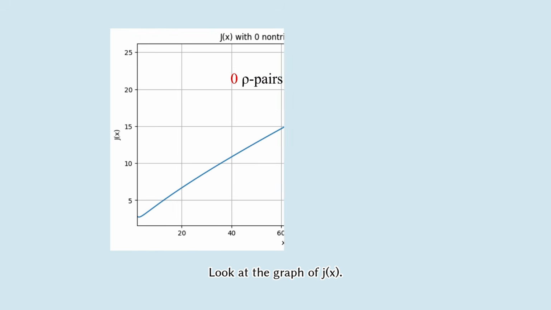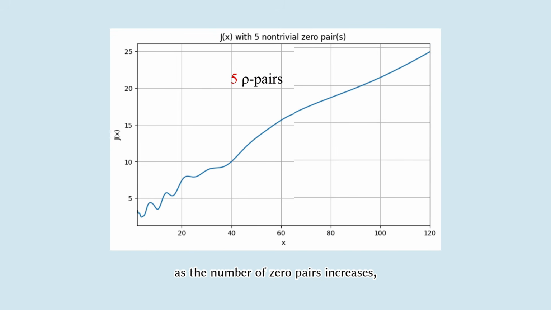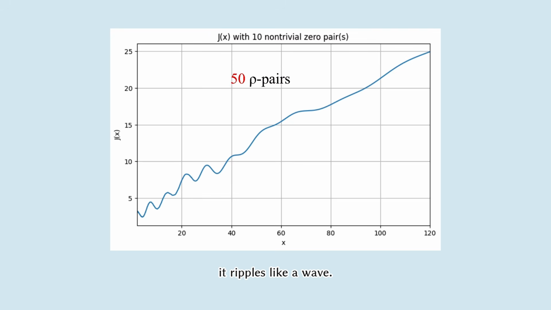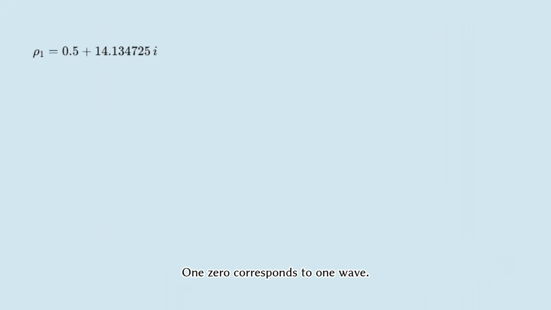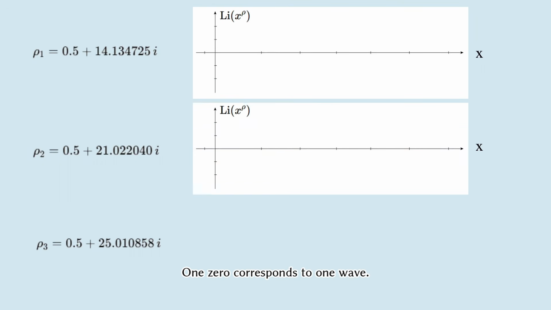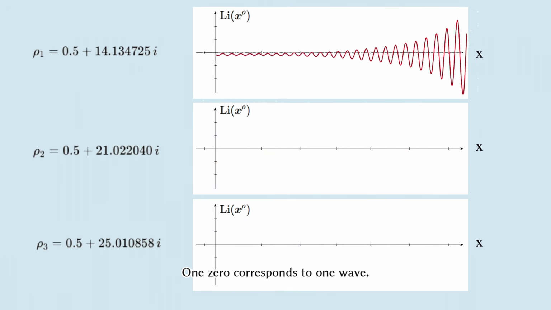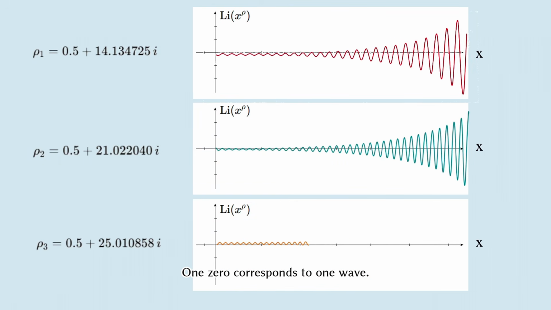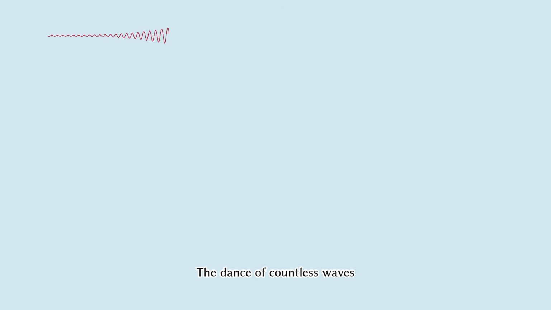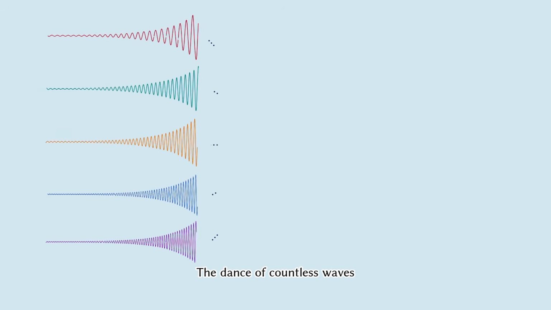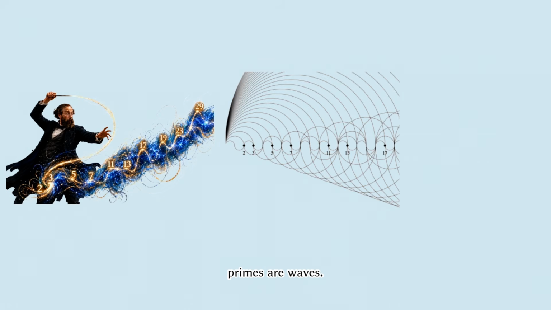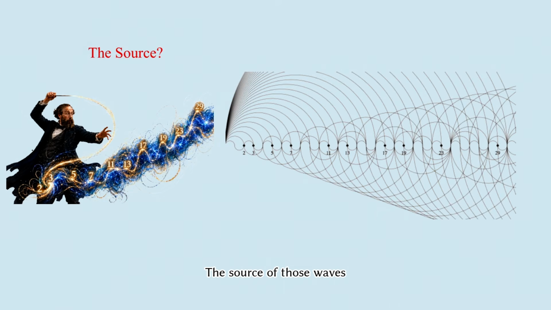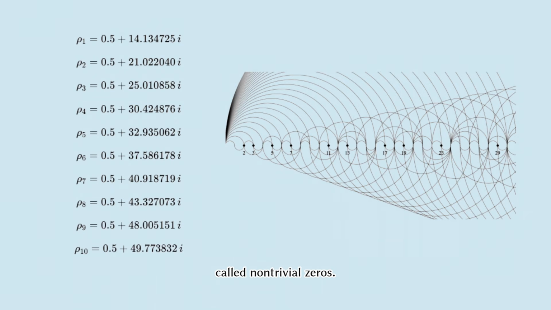Look at the graph of J(x) as the number of zero pairs increases. It ripples like a wave. This is Riemann's third leap. One zero corresponds to one wave. The dance of countless waves determines the distribution of primes. In that sense, primes are waves. The source of those waves are the special complex numbers called non-trivial zeros.